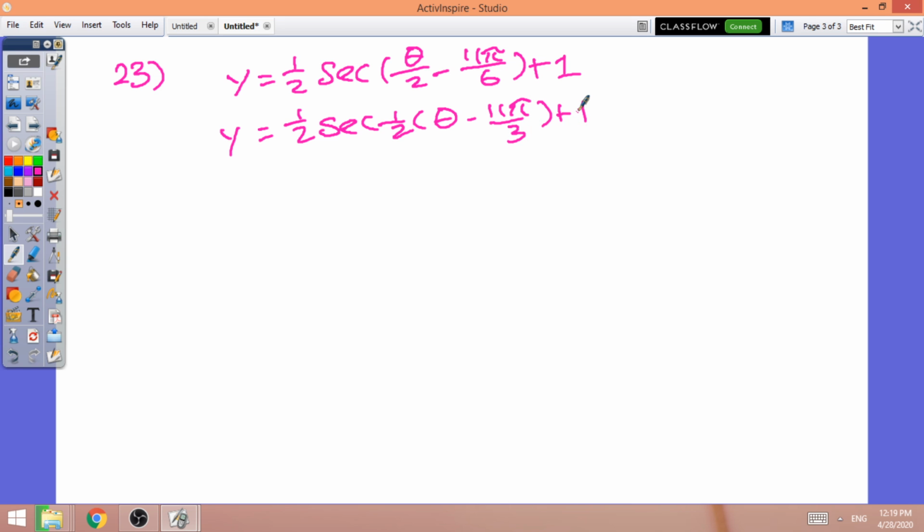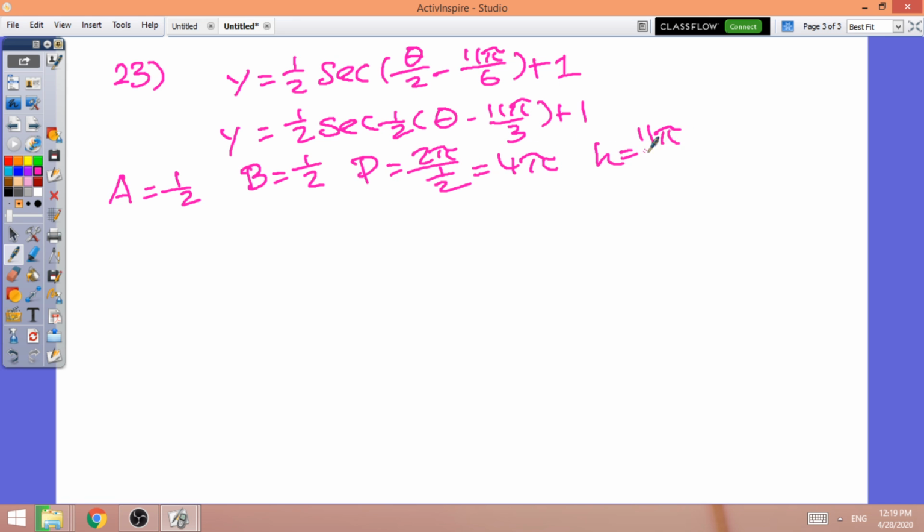Okay, so now let's find all the elements. The initial amplitude is 1/2. It's also the scale factor B, and now the scale factor is 1/2. So find the period: 2 pi over 1/2, which is 4 pi. And the value of H, the horizontal phase shift, is 11 pi over 3, so shifted 11 pi over 3 units to the right. But we're going to do that with the one cycle test in a minute. And then K equals 1. So for the one cycle test of secant, it runs between 0 to 2 pi.